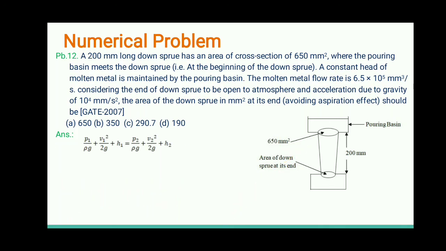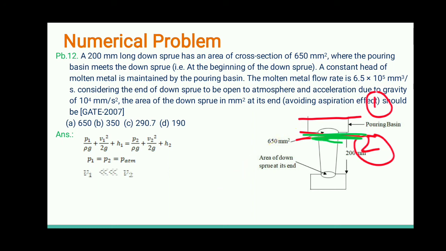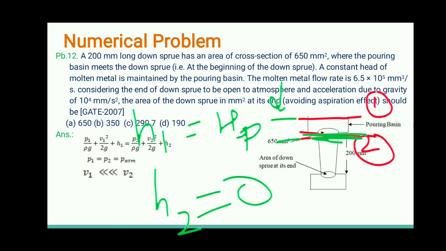Next we are applying Bernoulli's equation at section 1 and section 2. Section 1 is at the top of the pouring basin, where we are filling the molten material with the help of the ladle. This is one section, this is two section. The pressure everywhere is atmospheric. We are considering this as a datum level because this is the bottom part. So h2 will be equal to 0, and h1 will be equal to the height of this pouring basin.